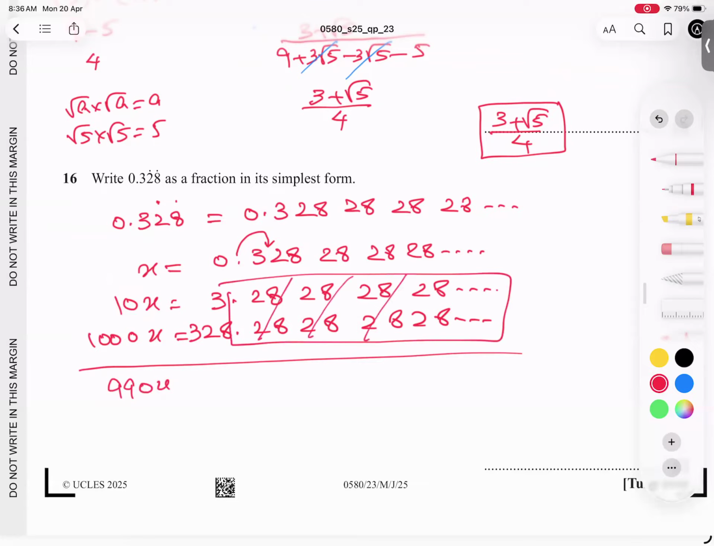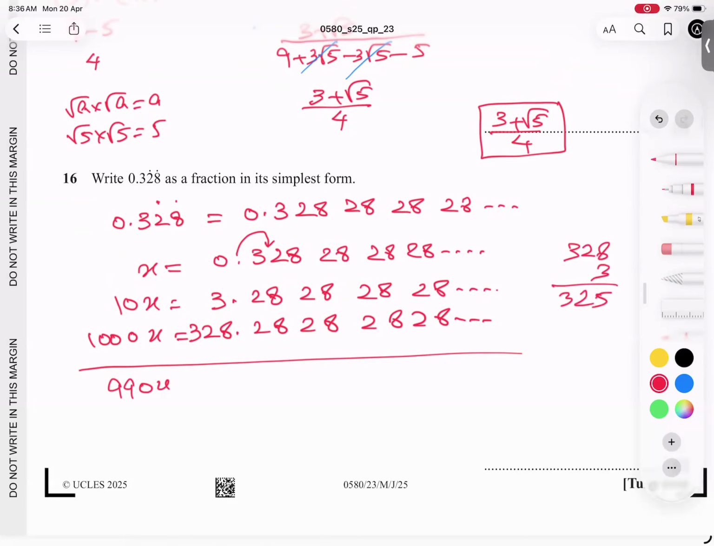So they will cancel like this. And I will get directly from 328 subtract 3, 325. So if I subtract these two numbers, I'm getting 325. So this 990 will divide 325 over 990.